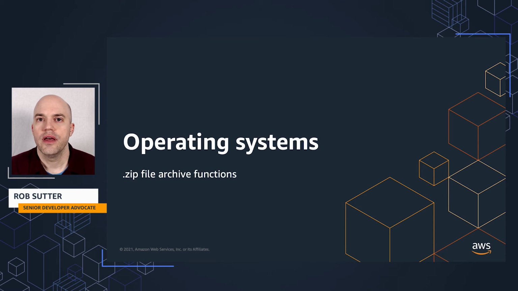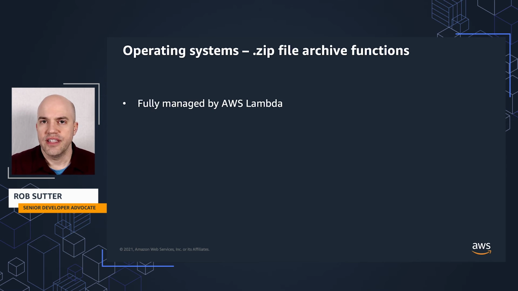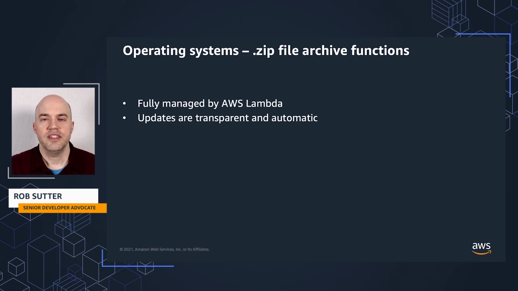Up until this point, the AWS Lambda service stack is the same whether you deploy your functions as zip file archives or as container images. It's at the operating system level that the experience begins to diverge. Deploying your functions as zip file archives is the traditional AWS Lambda experience. When you do this, you get an underlying operating system that is fully managed by the AWS Lambda service. This means that updates happen automatically, and they're transparent to you, the end user.